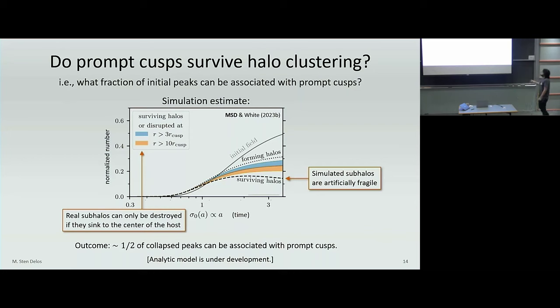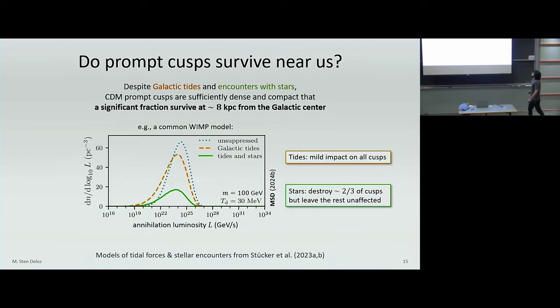So the outcome of this is to say that about half of collapsed peaks can be associated with prompt cusps. This kind of squiggle here is not too satisfying. I'm currently working on improving that. So, okay, another really interesting question: do prompt cusps survive locally?